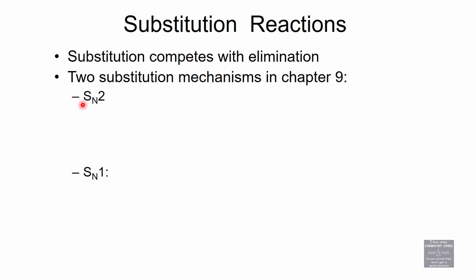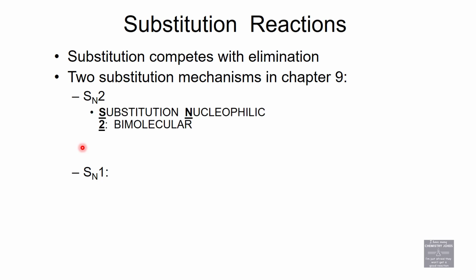There are two main mechanisms in Chapter 9, two main substitution mechanisms, Sn2 and Sn1. We've actually already seen Sn2 one time when we did acetylide reactions. Sn2 stands for substitution, nucleophilic, bimolecular. That reaction is a one-step concerted reaction.